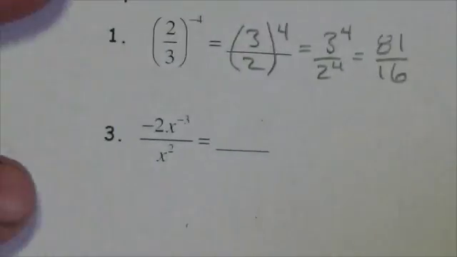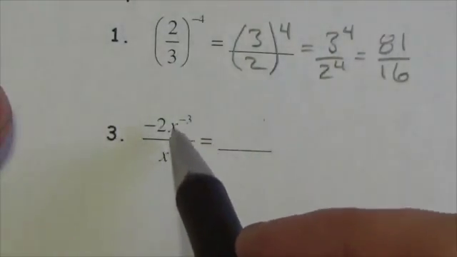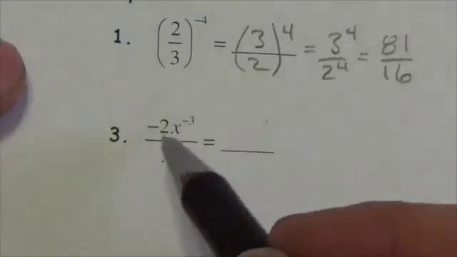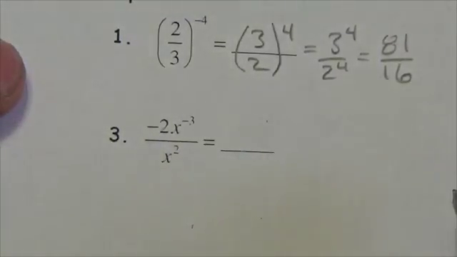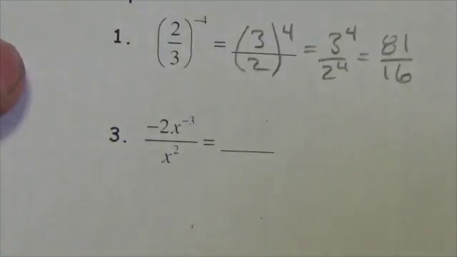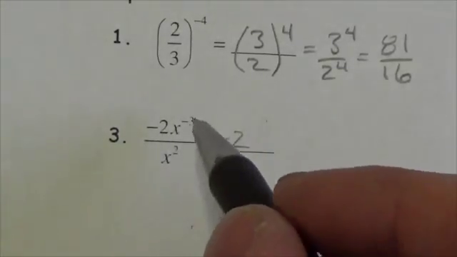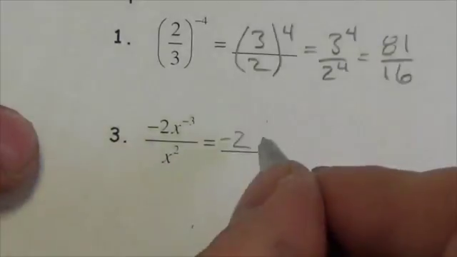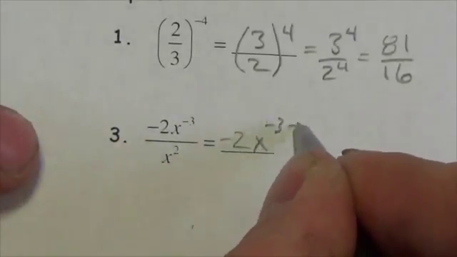let's take a look at this third one here. Negative 2x to the negative 3 over x squared. The negative 2 is not part of the base. The power is only x to the negative 3. That's it. So the negative 2 is going to sit out front. It's just going to be happy, just sitting there doing squat. But I've got division here. I've got x to the negative 3 divided by x squared. So that will be x to the negative 3 minus 2.